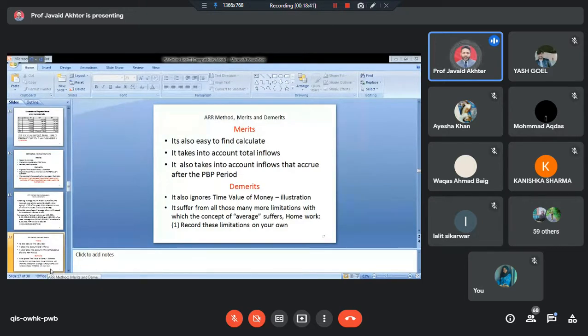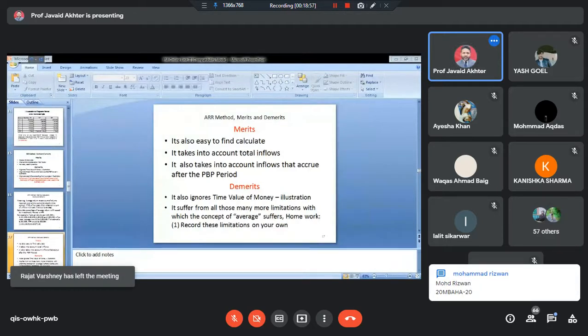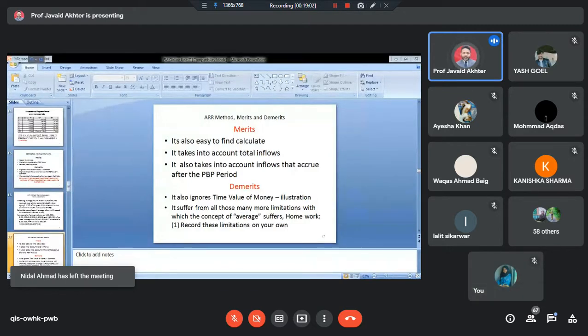It suffers from all those many limitations with which the concept of average suffers. You must have studied the concept of average somewhere, maybe in your 8th or 10th standard statistics part. The mathematical concept of average suffers from so many limitations. Whatever those limitations are, this method also suffers from them, because our basis of decision is average. Can you recall 1 or 2 limitations of average?